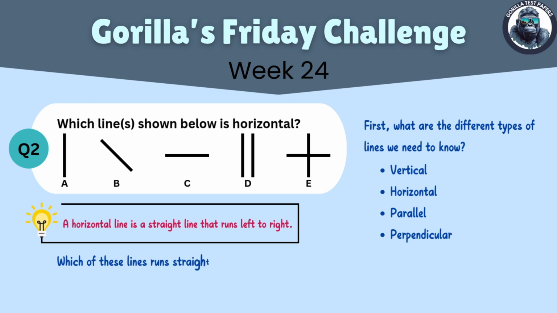So we're looking for the one that runs directly from left to right, which is line C. This is the horizontal one. Line C is the answer for this question.